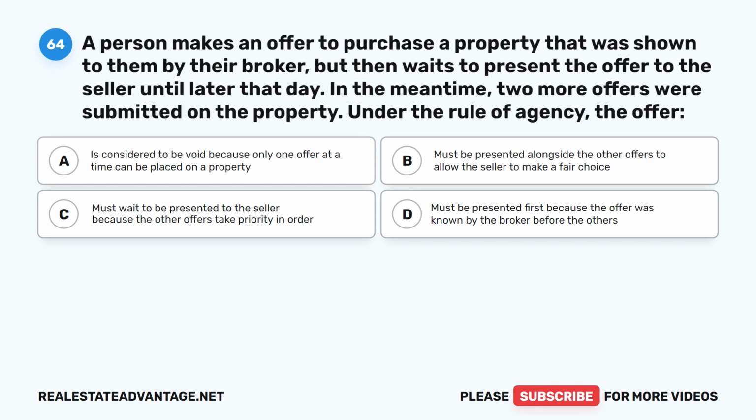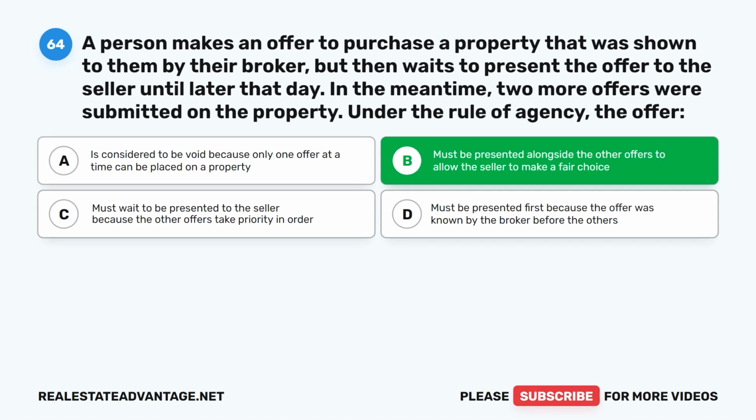Question 64. A person makes an offer to purchase a property that was shown to them by their broker, but then waits to present the offer to the seller until later that day. In the meantime, 2 more offers were submitted on the property. Under the rule of agency, the offer, A, is considered to be void because only one offer at a time can be placed on a property. B, must be presented alongside the other offers to allow the seller to make a fair choice. C, must wait to be presented to the seller because the other offers take priority in order. D, must be presented first because the offer was known by the broker before the others.